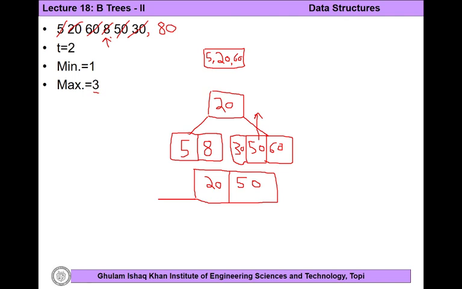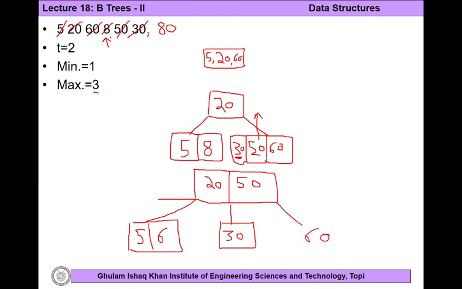Then this node will remain intact on the left side of 20, which will have 5 and 6. Now this thing has gone up. This 30 will become a new node. Since 30 is between 20 and 50, this new node of 30 will come here, right? And this 60 will come here in order, right?